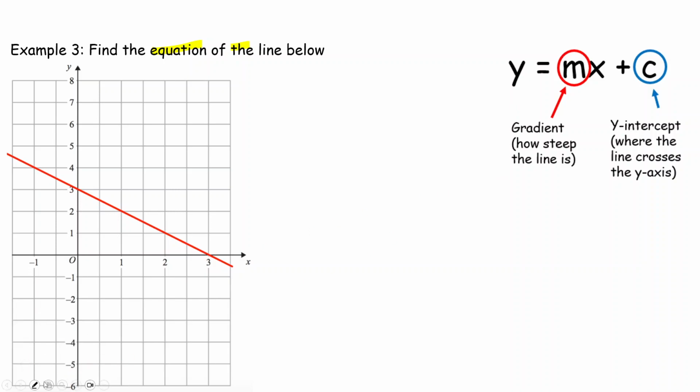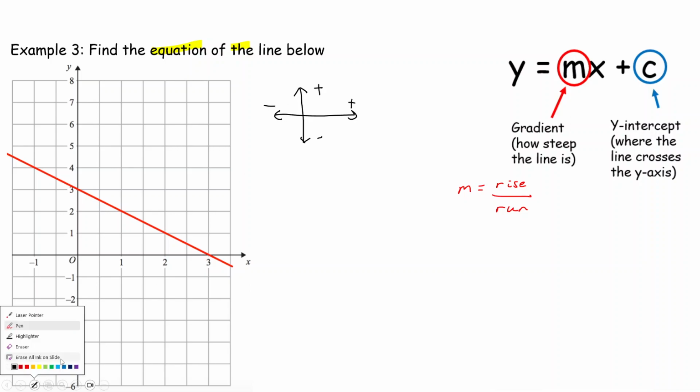Good, but to get the gradient, we need to know that gradient m is equal to the rise, how up or down it is, over the run. Sorry, not how steep it is, how up or down it is. And just to make sure that we are really confident with this and we don't get any mistakes, up is plus, down is negative, across to the right is plus, to the left is negative.